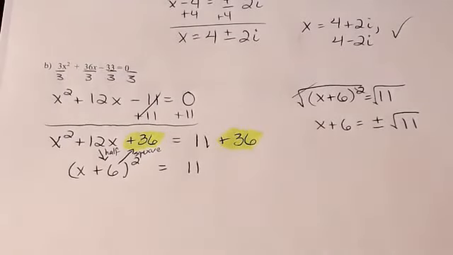Square root of 11 cannot be simplified. It can't be broken down, so we actually leave it. We don't even touch that. The only thing we're left with is getting x by itself, so we isolate the term.